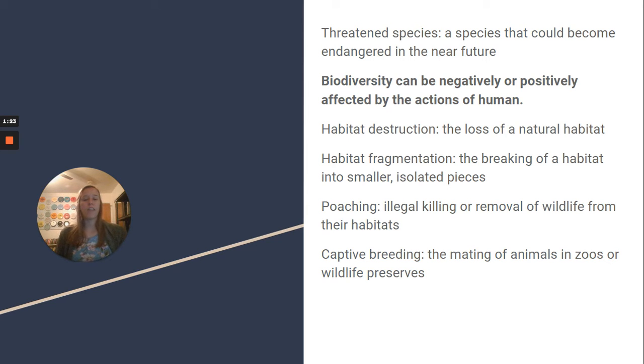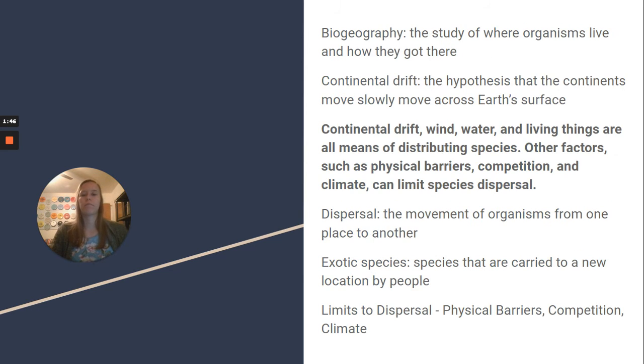Biodiversity can be negatively or positively affected by the actions of humans. So habitat destruction is the loss of a natural habitat. Habitat fragmentation is the breaking of a habitat into smaller, isolated pieces. Poaching is illegal killing or removal of wildlife from their habitats. Captive breeding is the mating of animals in zoos or wildlife preserves.